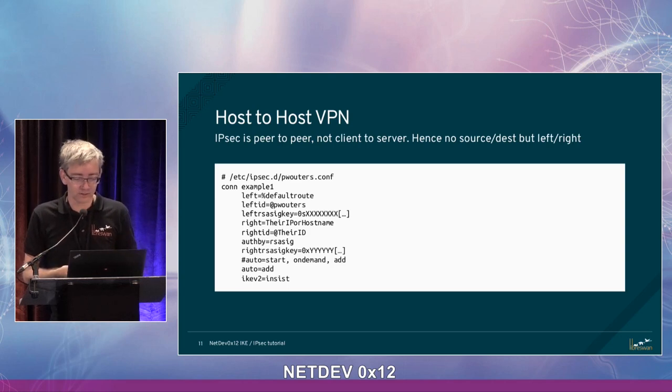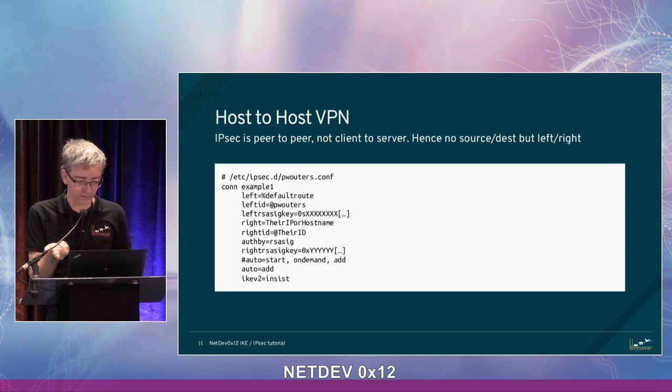So in fact, you can take this configuration in general and put it on the other machine, and it will still work because it's the same configuration. And the endpoint will figure out whether it is left or right. So for instance, in this case, you see the right is their IP or host name. When the daemon starts, it will look: am I this IP address? If I cannot find this IP address, then I must not be right, then I must be left. So the nice thing is that for almost all configurations, you can use the exact same configuration on both sides. So you don't have to write different configurations for the different endpoints.